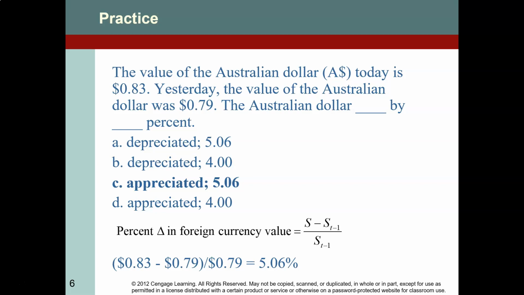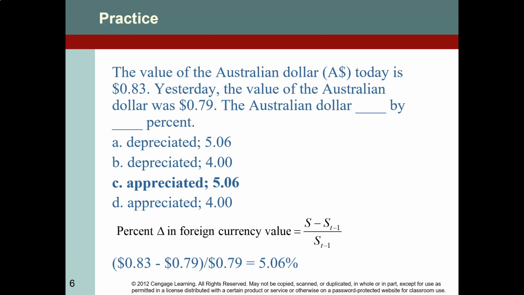Okay, we can obviously tell the value of the Australian dollar appreciated because yesterday it was worth $0.79 US dollar. Today it's worth 0.83 US dollars. So obviously the worth in US dollar increased. So the Australian dollar appreciated.